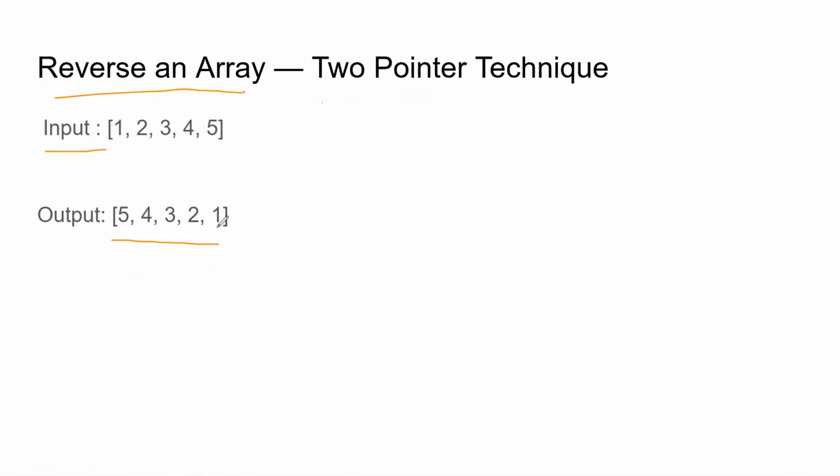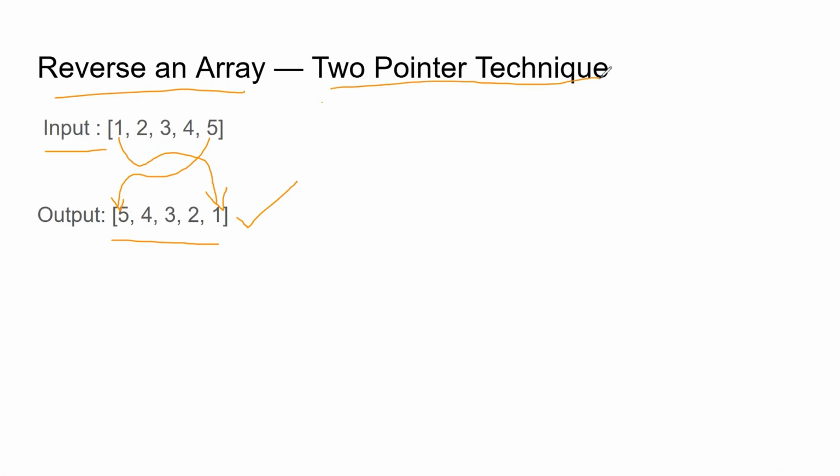2, 1. So obviously when you reverse an array, the last element appears at the first position and so forth, right? So the first element will be at the last position. That's what a reversal of an array is called. So when you reverse an array, the resultant output has to look something like this. And we're supposed to solve this problem using the two-pointer technique.